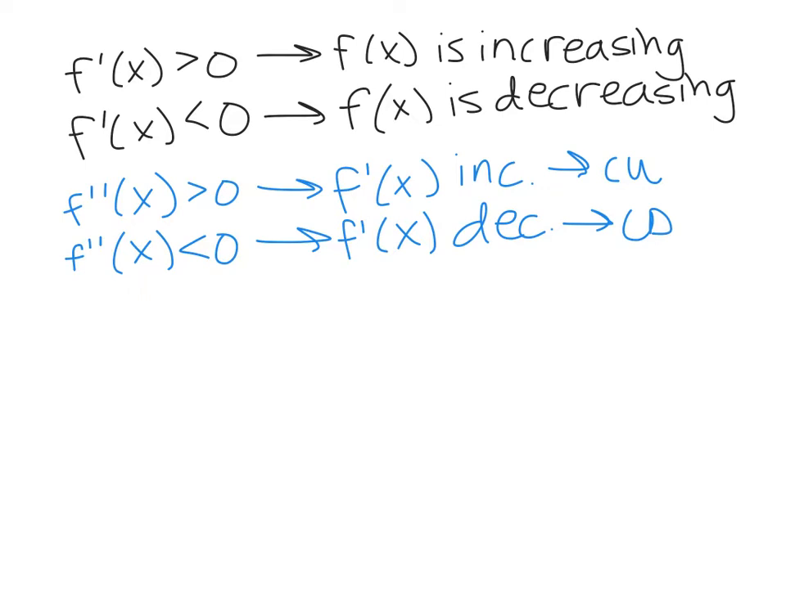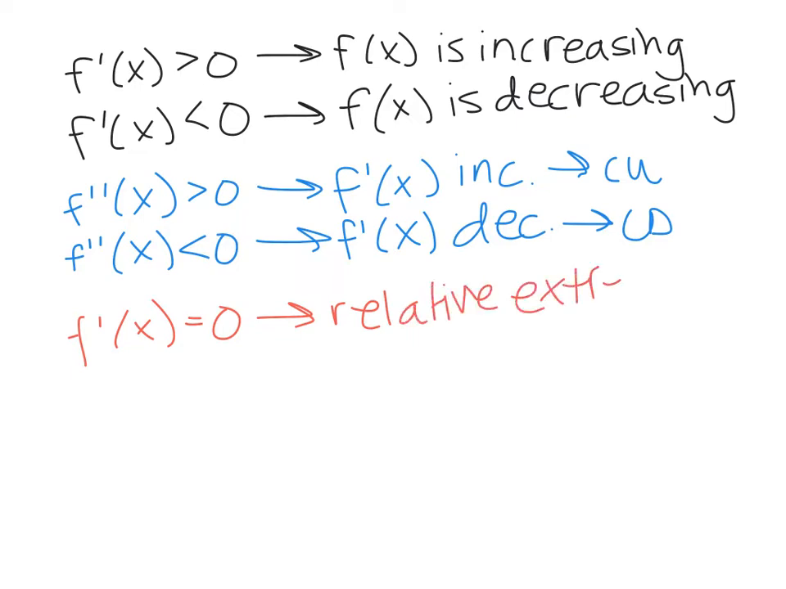Oh, if f prime of x is equal to 0, then that means you have some sort of relative extrema because it's a critical point. And then to tell if it's going to be a relative max or min, you just have to look at what's happening on either side.